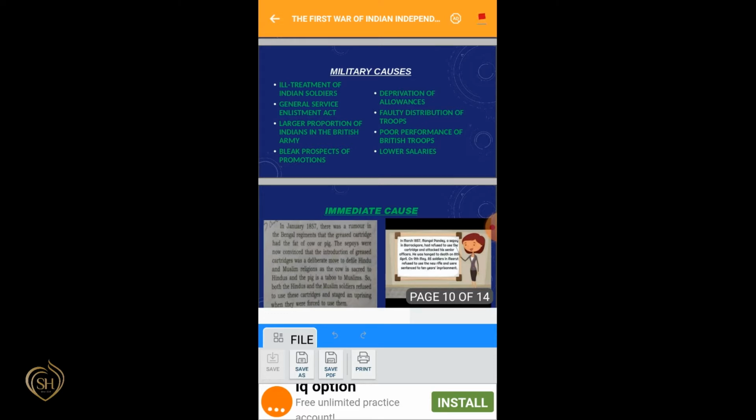According to traditional belief, it was a taboo for the Brahmins to cross the seas. The British Parliament passed the General Service Enlistment Act in 1856. What was this act? As per this act, Indian soldiers could be sent overseas on duty. The act did not take into account the sentiment of the Indian soldiers. The Brahmin soldiers saw in this a danger to their caste. This led to a feeling of resentment among them.